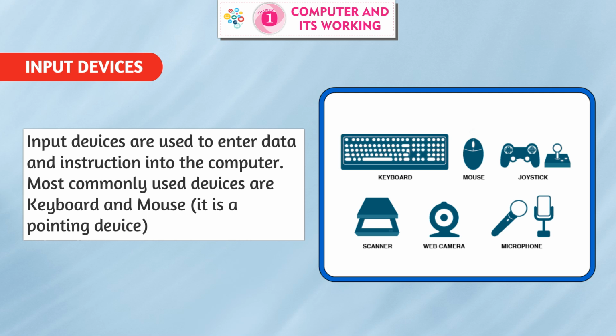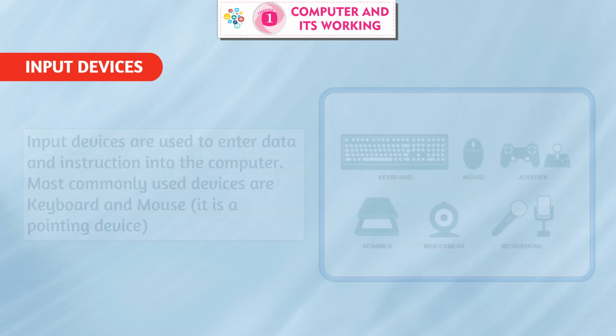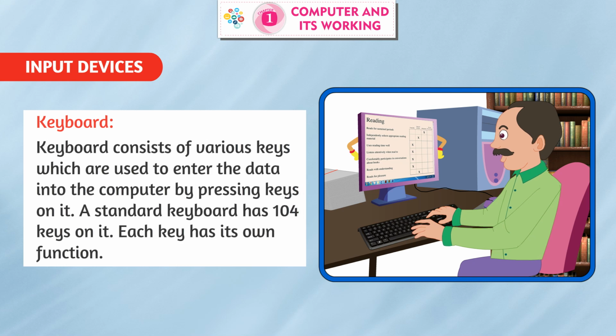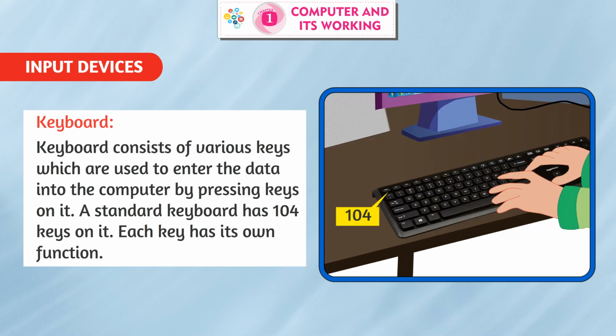Input devices. Input devices are used to enter data and instructions into the computer. Most commonly used devices are keyboard and mouse. The mouse is a pointing device. Keyboard. A keyboard consists of various keys which are used to enter data into the computer by pressing keys on it. A standard keyboard has 104 keys on it. Each key has its own function.